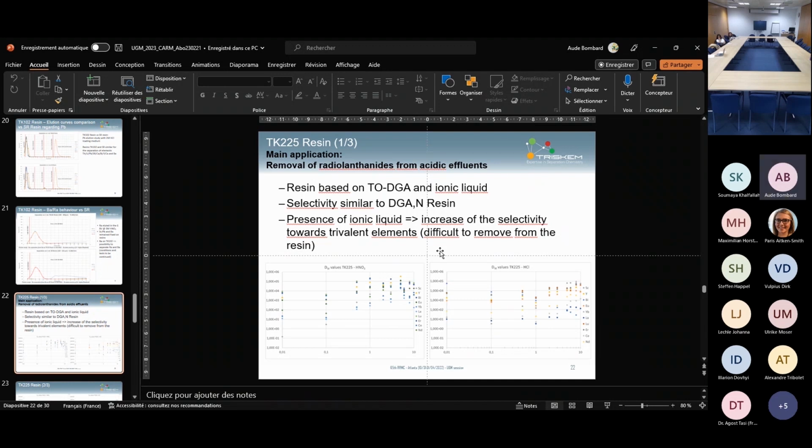In HCl, it's a bit the same. It's not as pronounced as in HNO3, but it's very strongly retained as well at high concentration.